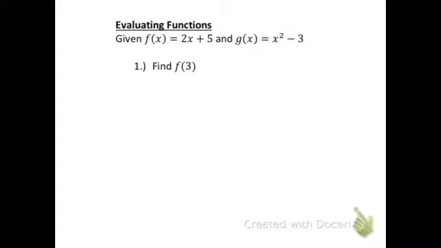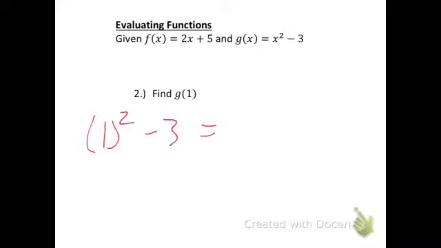Moving on to the right column there, with 1, 2, 3, 4, you're just taking the number that's in the parentheses, and you put it in the x value for the appropriate function. So since it says f of 3, you put it in the f function. So you gotta do 2 times 3 plus 5, that gives you 11. On 2, you're getting g of 1, so you're gonna put it in the g function, and you're gonna replace x with 1, so you got 1 squared minus 3. 1 squared is 1, subtract 3, you're at negative 2.